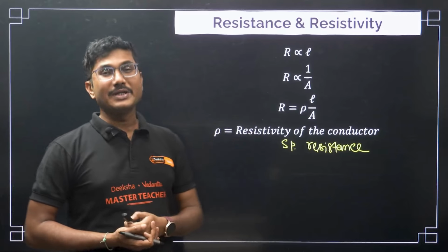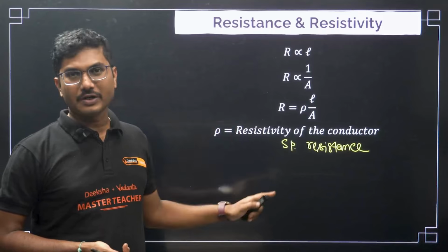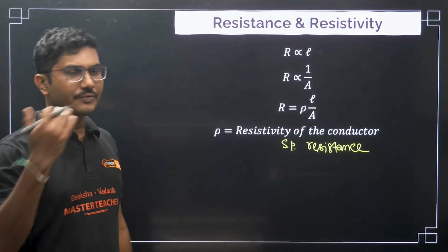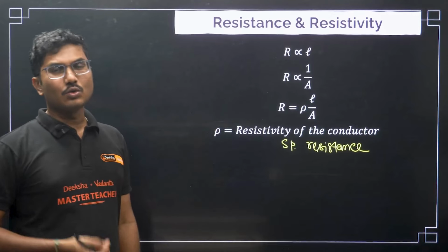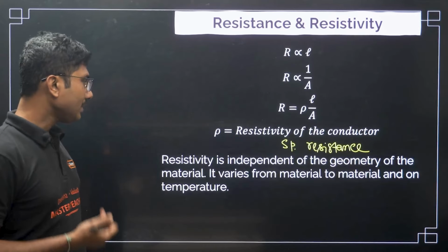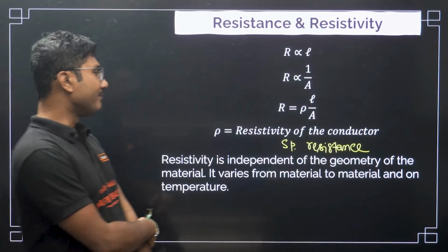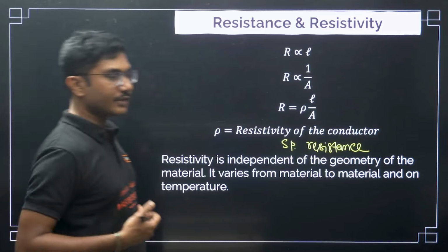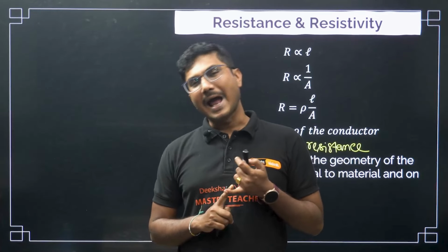Here it is called specific resistance. It is not a resistance, its unit is different, but it is sometimes called specific resistance, just a different name for you to remember. Now the unit of resistivity is ohm meter. Resistivity is independent of the geometry of the material. It varies from material to material and on temperature. So resistivity depends on two things, material and temperature.